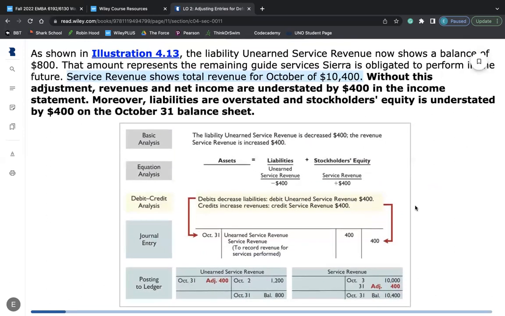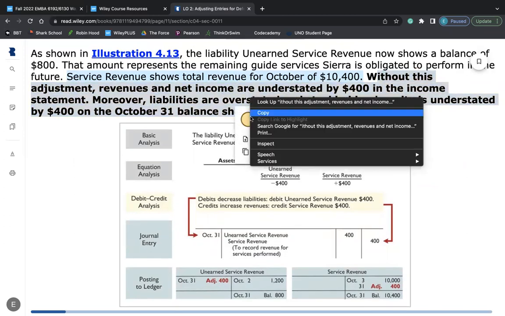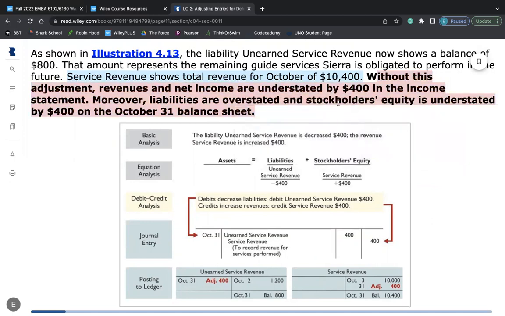As shown in illustration 4.13, the liability unearned service revenues now shows a balance of $800. That amount represents the remaining guide services Sierra is obligated to perform in the future. Service revenue shows a total of $10,400. Without this adjustment, revenues and net income are understated by $400 in the income statement. Moreover, liabilities are overstated and stockholders' equity is understated.